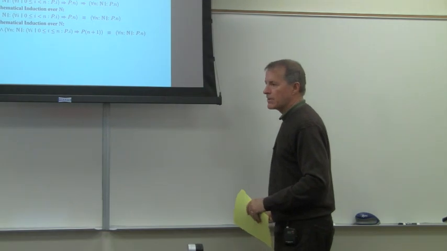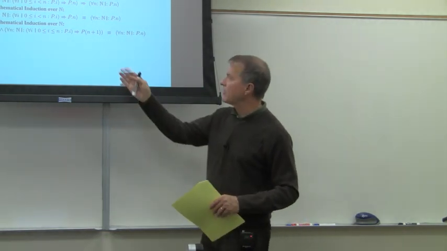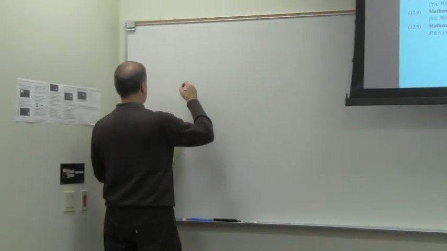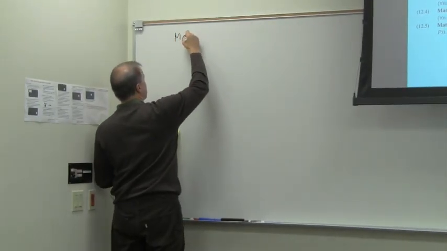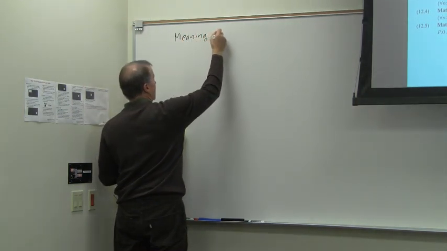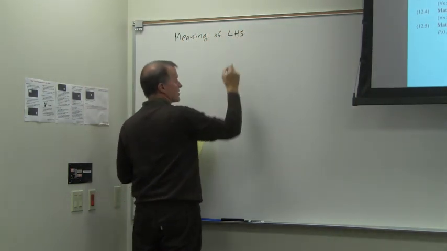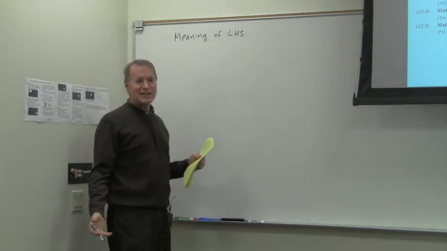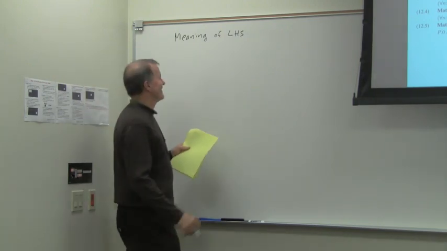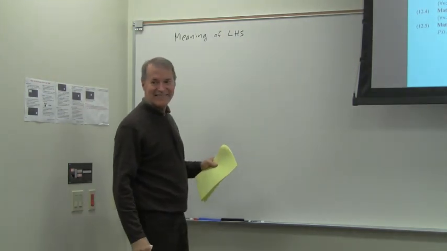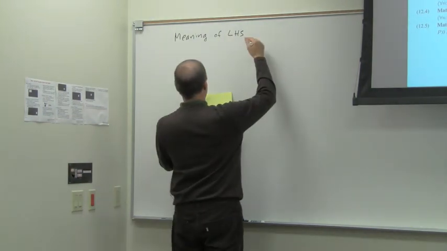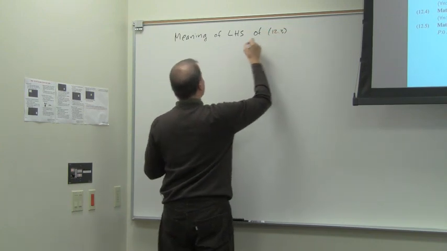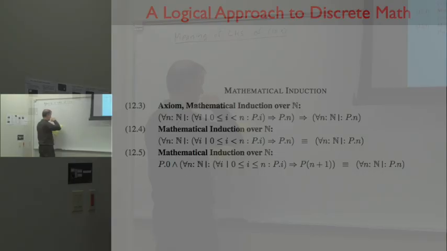Now, the first thing I want us to do is take a look at the left-hand side of 12.3 and see what it means. Okay, so here we go. Meaning of the left-hand side of 12.3. Now, LHS is a common abbreviation for left-hand side. And obviously, the right-hand side is abbreviated similarly. Oh, sorry, I didn't realize that. Okay, so there's the meaning.